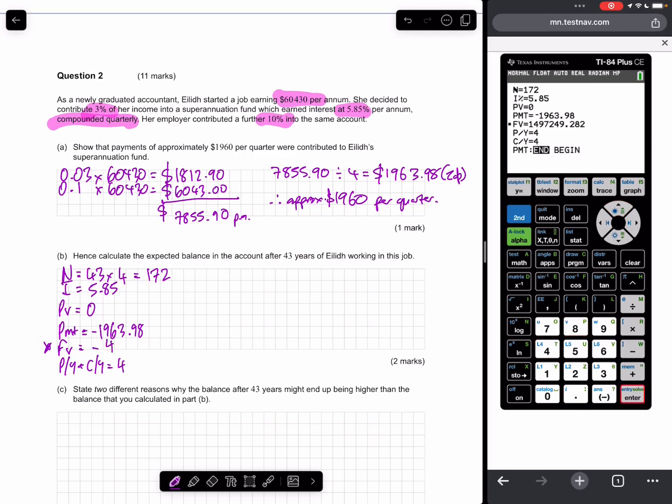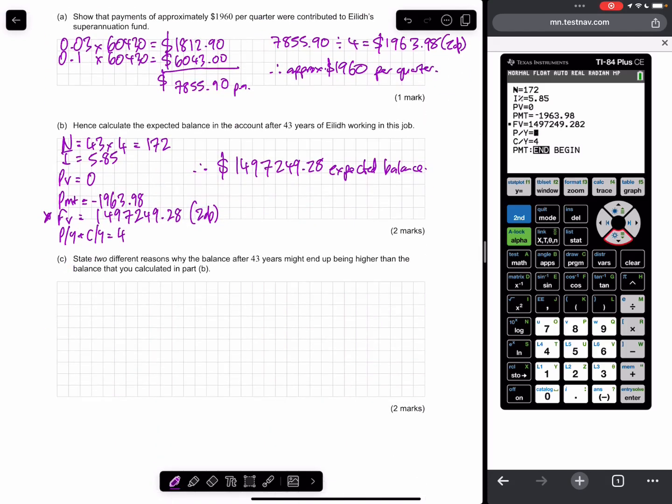No, not negative. That flashing cursor is annoying. $1,497,249.28 to 2 decimal points. Therefore, $1,497,249.28 expected balance.